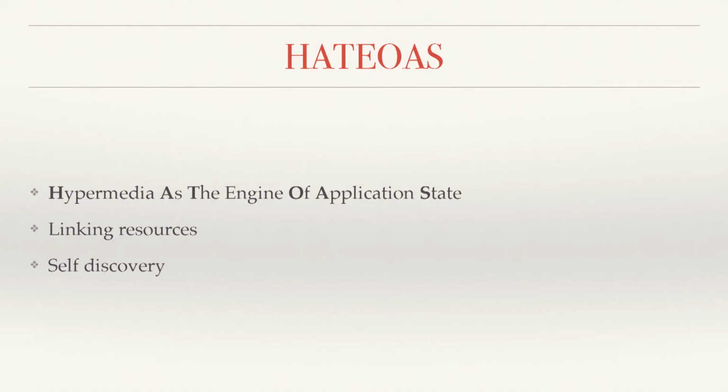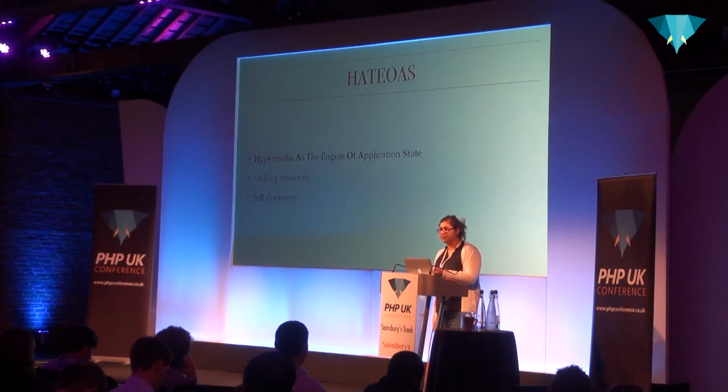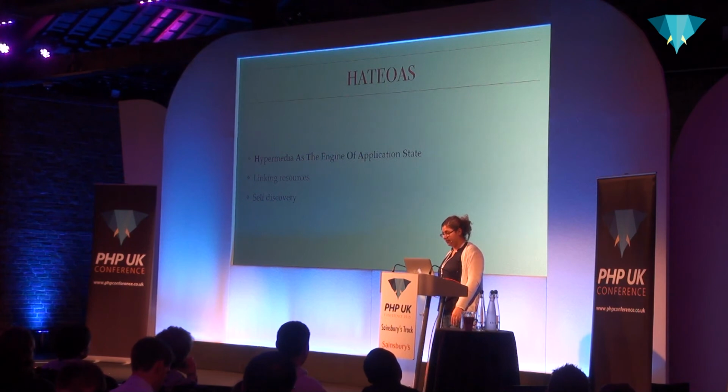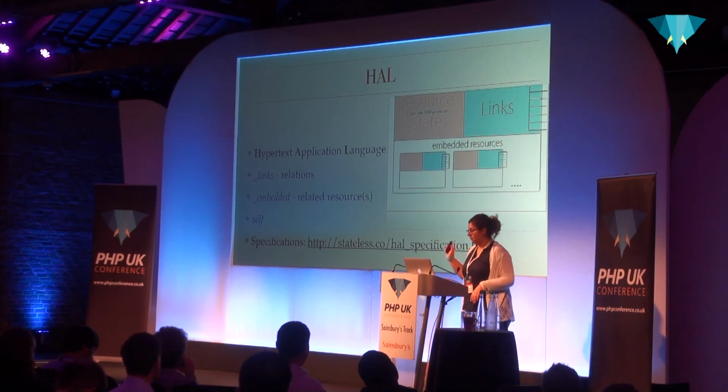I told you that HATEOAS stands for Hypermedia as the Engine of Application State. So it's about linking resources. Let's take an example. You have a big API with many resources, but keep in mind that you are building APIs for developers, and it's really nice to have a way to discover the next resources and so on. So it's about self-discovery.